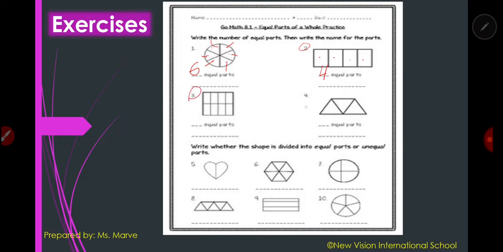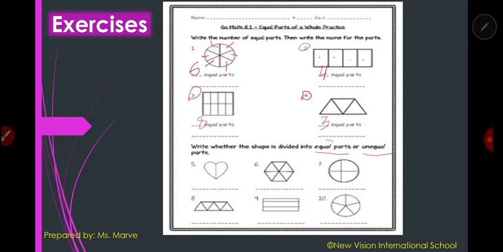On number 3 and number 4, please answer it alone. Okay, you can start. All right, so let's check your answers. On number 3, we have 8. And in number 4, we have 3. Of course, 3.